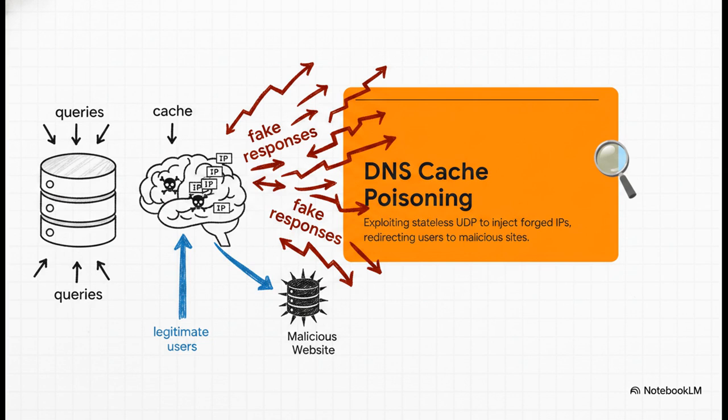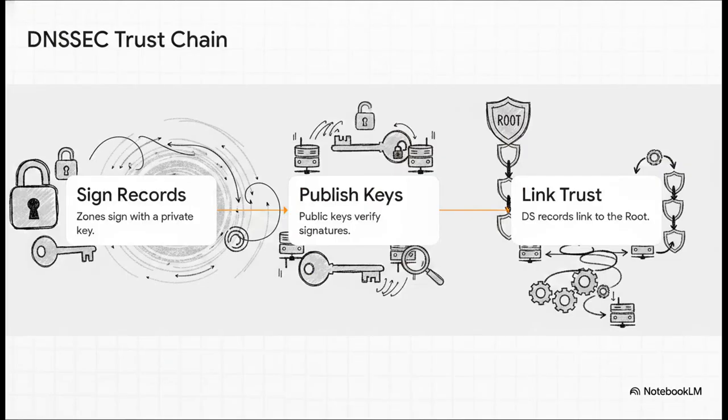Since UDP is stateless, bad actors can bombard a recursive resolver with fake responses. And if they get the timing just right, they can exploit the cache, injecting forged IP addresses. Once that forged record is cached, the resolver will unknowingly redirect thousands of legitimate users straight to malicious websites. It is a devastating man-in-the-middle attack. So how exactly do we fix a protocol that inherently trusts everyone?